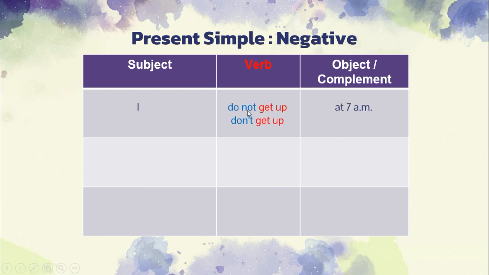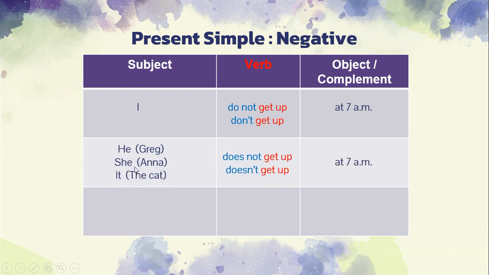I do not get up at 7 a.m. Or you can use contractions. I don't get up at 7 a.m. He does not get up at 7 a.m. She doesn't get up at 7 a.m. It does not get up at 7 a.m.